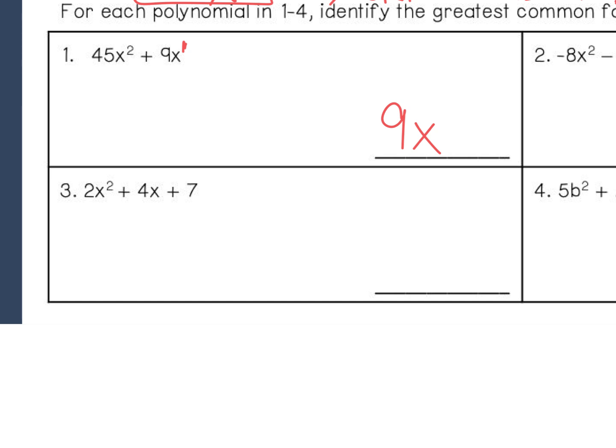When we look at number 3, just because I'm going up and down, is there a GCF with those numbers? Note that 1 is not a GCF because 1 goes into everything. Is there a GCF between 2 and 4 and 7? No. Do they all have x's on them? No. So this one there is no GCF. There's nothing they have in common besides 1. They don't have anything else in common.